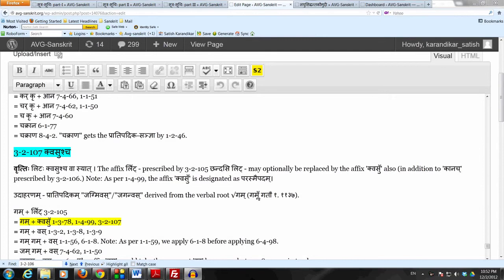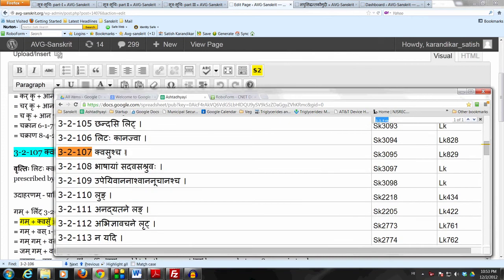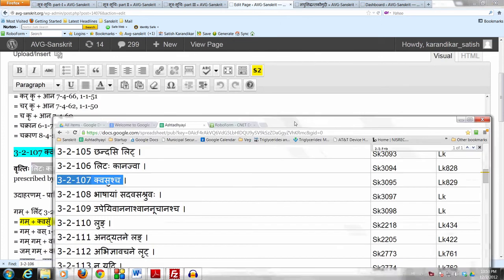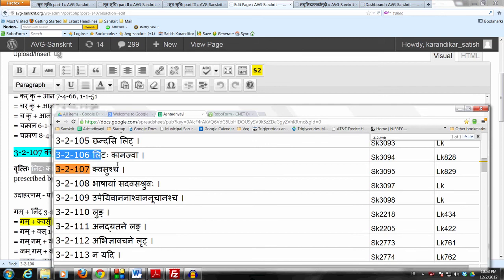Now coming to the affix kwasu. This is prescribed by the Sutram 3.2.107, kwasuscha. The vritti of the Sutram also is simple. It says litaha kwasuscha vasyat. Why cha? Because we just studied the Sutram 3.2.106, which says litah kanajva. So following on that Sutram, this Sutram 107 says kwasuscha.